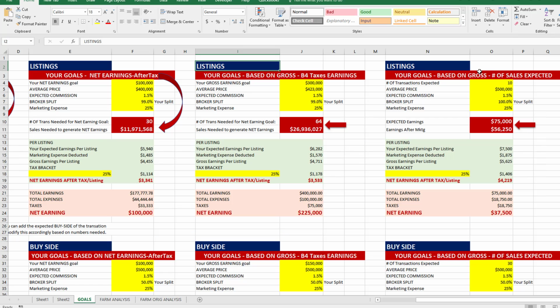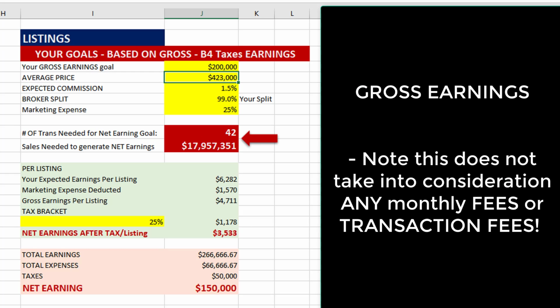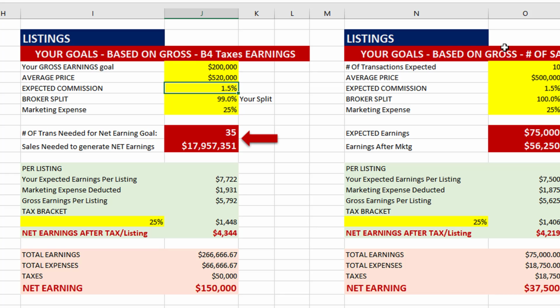All right, so the next one I have is your goals based on gross before-tax earnings. If you want to make $200,000, let's say, and the average price of the property, you can look up where you live and put the average price in there. For example, where we are it's about $520,000, and I'm just going to do an expected commission of 1.5%, if I'm splitting that. And broker split, you can put 99, marketing expense still.